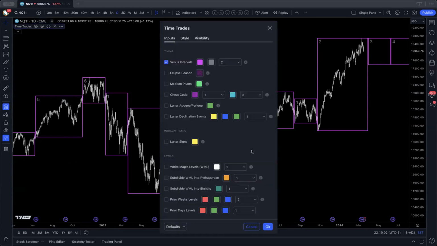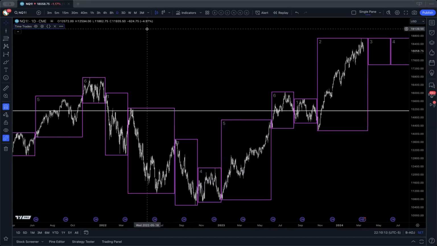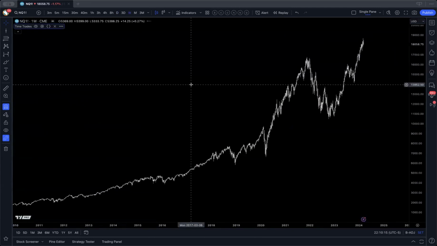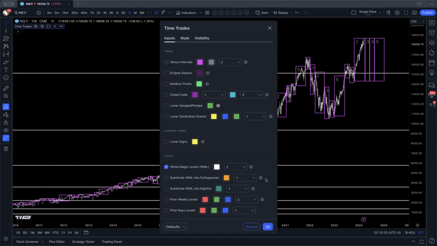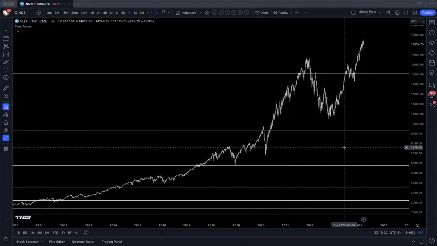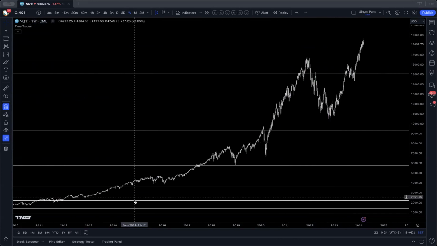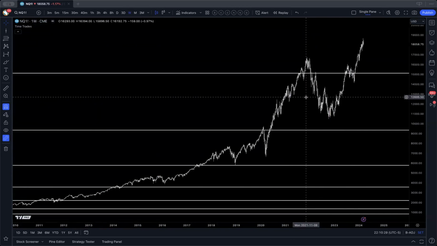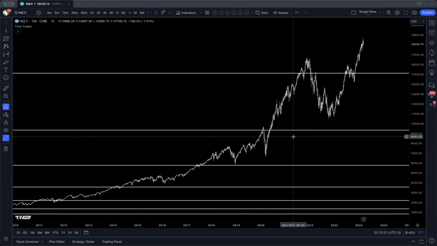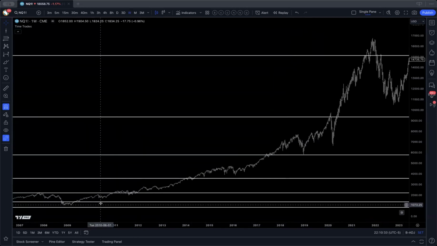Okay, next most powerful stuff in the Time Trades toolkit, I think, relates to white magic levels. So let's take a look at these. These are best seen at a weekly level. Okay, so I'm going to turn off Venus intervals. All right, and now we're looking at weekly, and you can see how relatively important white magic levels are.